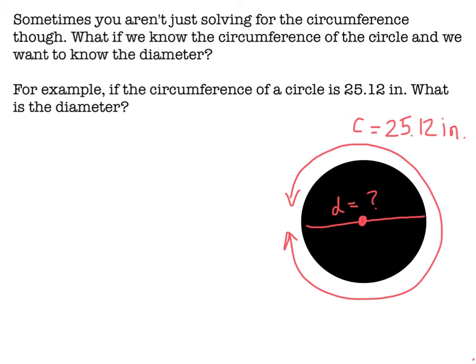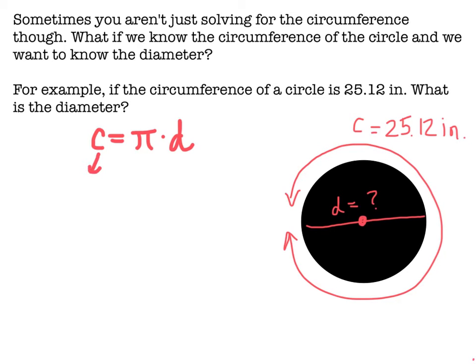Sometimes, though, you aren't just solving for the circumference. What if we know the circumference of the circle and we want to know the diameter? For example, if the circumference of a circle is 25.12 inches, what is the diameter? So here's what we want to do. We want to use our circumference formula because we are talking about circumference. So circumference is equal to pi times the diameter.